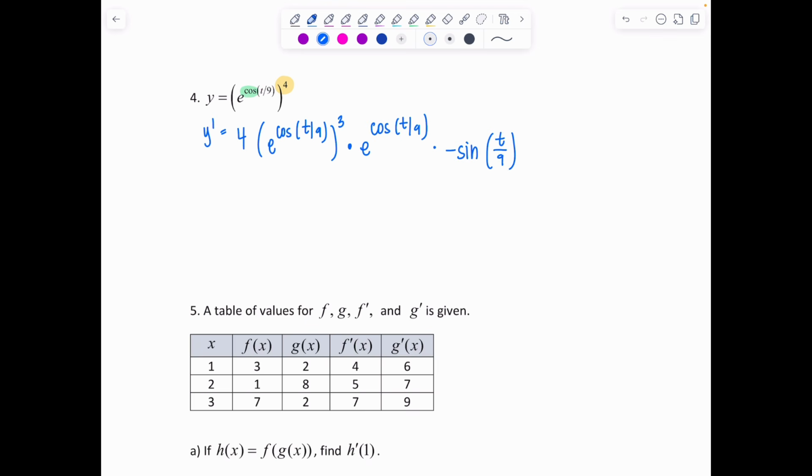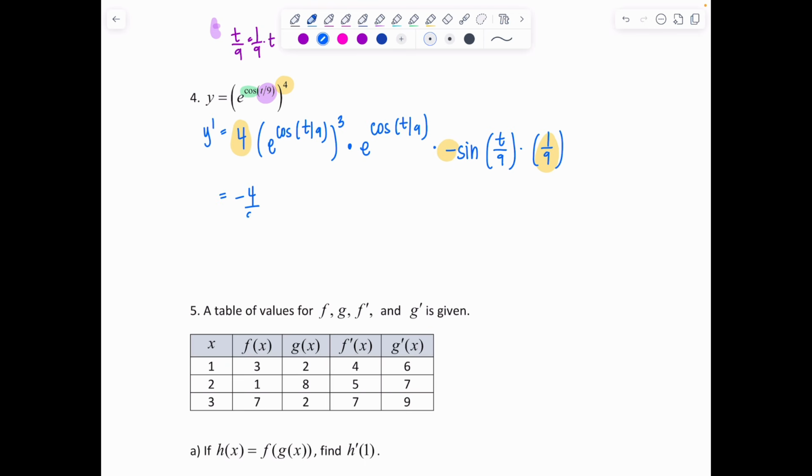Next layer, the derivative of the exponent, t over 9. You could think of t over 9. T over 9 is 1/9 times t. So the derivative is just going to be 1/9. Very good. Now we're done with calculus. We just got to clean up this hot mess. So let's see. Constants come to the front. 4, negative, and 1/9. So that's going to be -4 over 9.